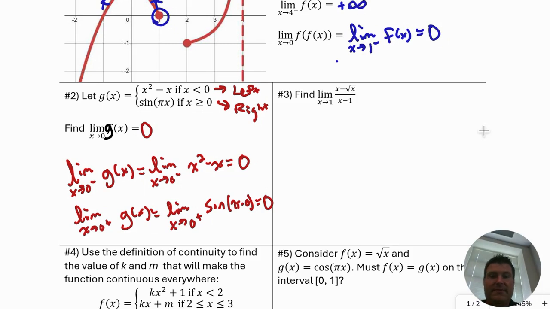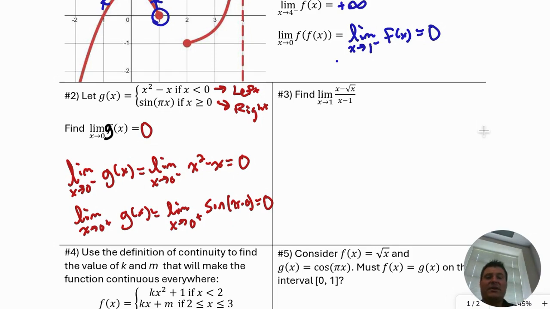Okay. Number 3 here, this is a limit where we're going to get this to be in the form of 0 over 0. If we plug in a 1, we're going to get 1 minus 1 on top, 1 minus 1 on the bottom. We're in the form of 0 over 0. We do not want to write down equals 0 over 0 because that is incorrect.